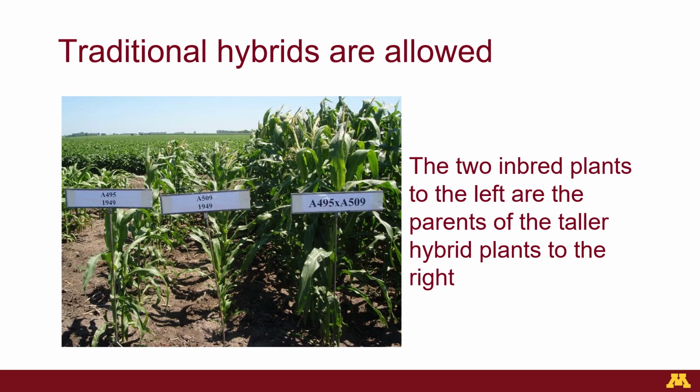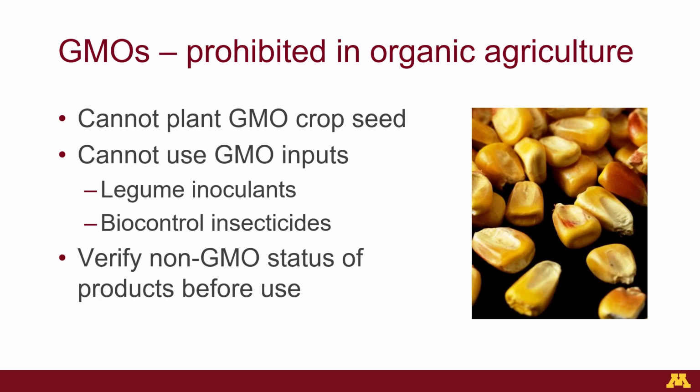Breeding using hybridization is not an excluded method, and traditional hybrid varieties are allowed in organic production. We show a photo of two weakly growing inbred corn plants that are the parents of some adjacent tall, vigorous hybrid corn plants in a field research plot. GMOs are prohibited in all areas of certified organic production under the definition of excluded methods.